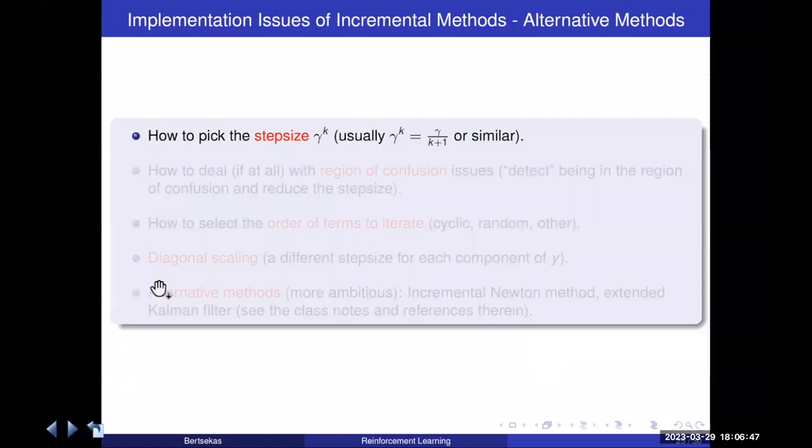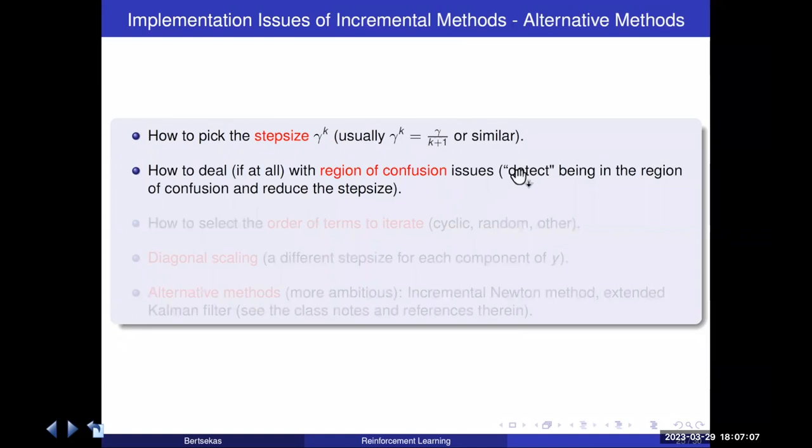Okay, there are a number of issues here. How do you pick the step size? Usually, particularly in the region of confusion, a diminishing step size is used that goes down at this rate here. Some methods are ambitious and try to detect the variation of confusion and reduce the step size accordingly, keeping it high until the method gets wobbly and oscillatory, and then they reduce the step size.